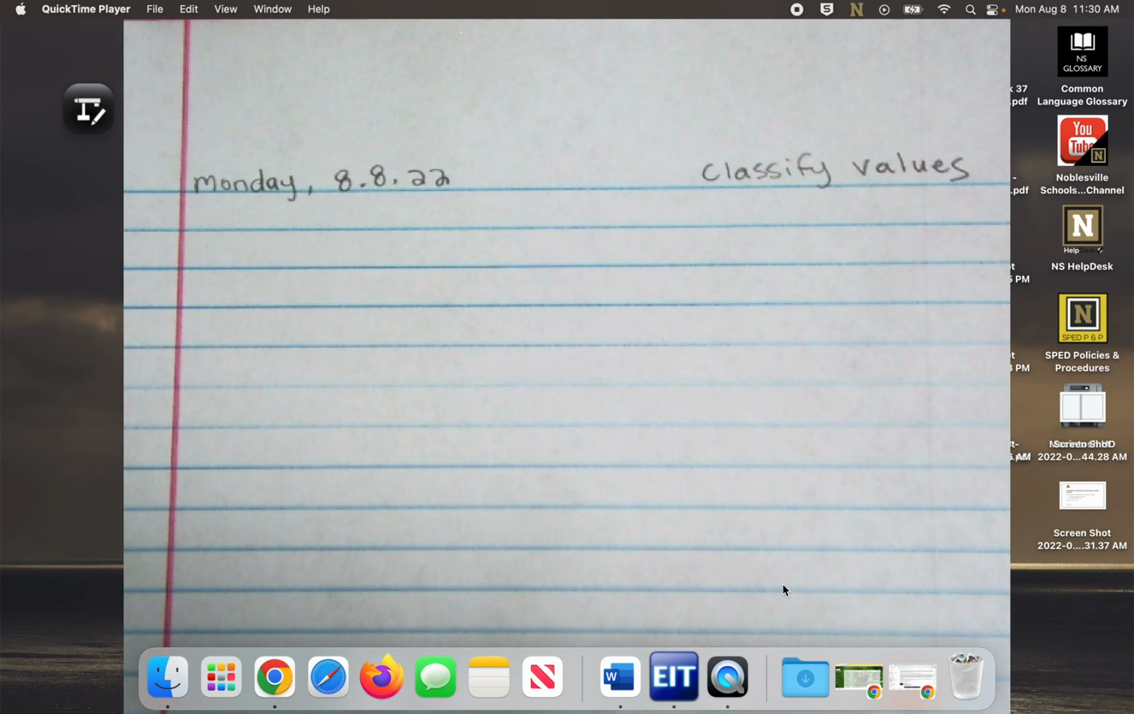I used to put page numbers, but inevitably we all write differently. Some of us write bigger and take up more space. Some of us write smaller. Some of us have wide ruled. Some of us have college ruled. So I stopped putting page numbers. So we narrowed it down to date and topic. That will be part of our table of contents.